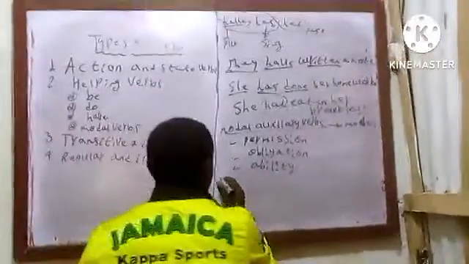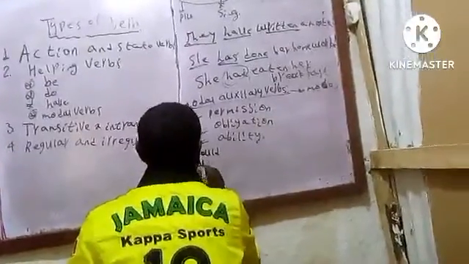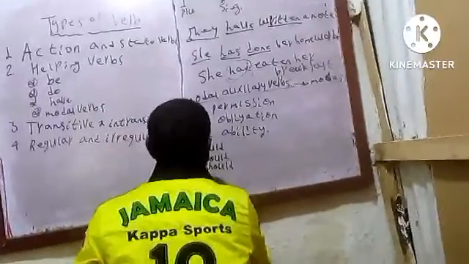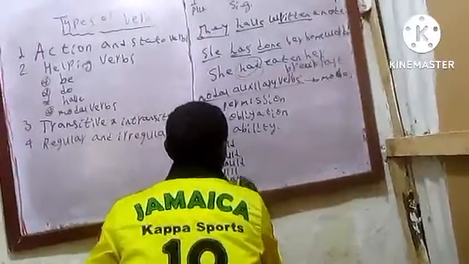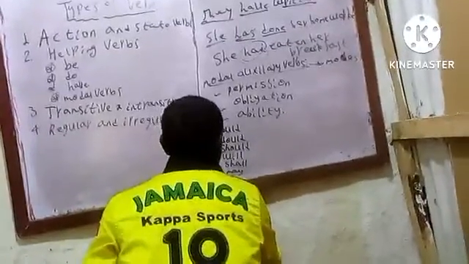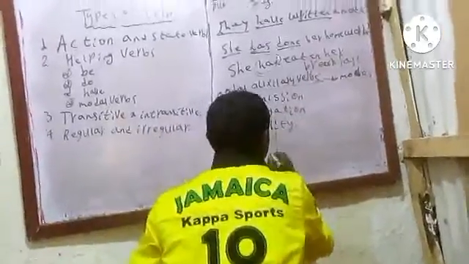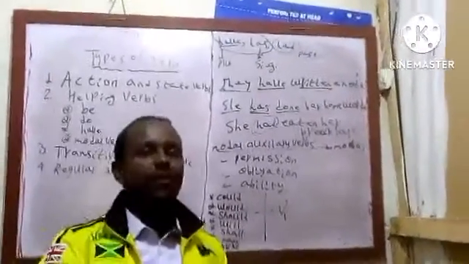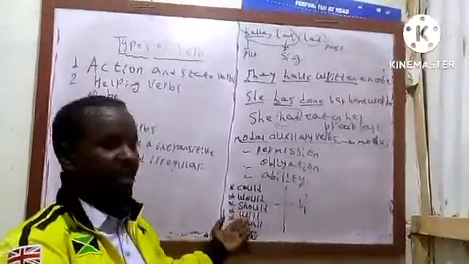Here we can say could, would, should, will, shall, may and might, and have to and the like, plus verb one. This is the general formula of what modal auxiliary verbs look like.